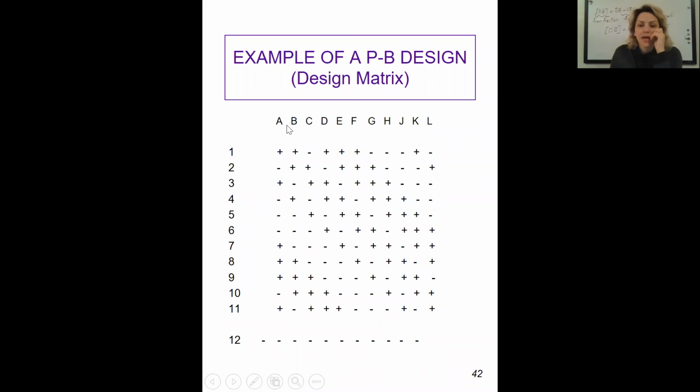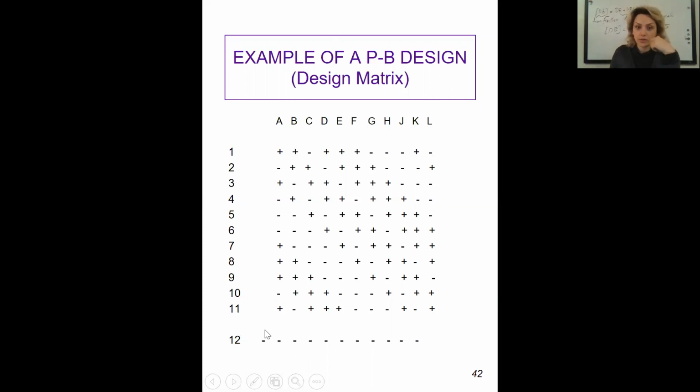I have A, B, C, D, E, F, G, H, J, K, L. And then I have 11 factors. So what we are going to do is write down the 11 factors here. Then I would go to the screening table and see that when I have 11 factors, I would need 12 runs.